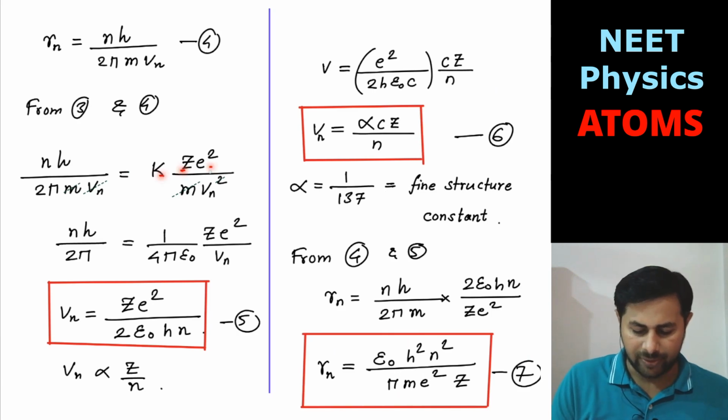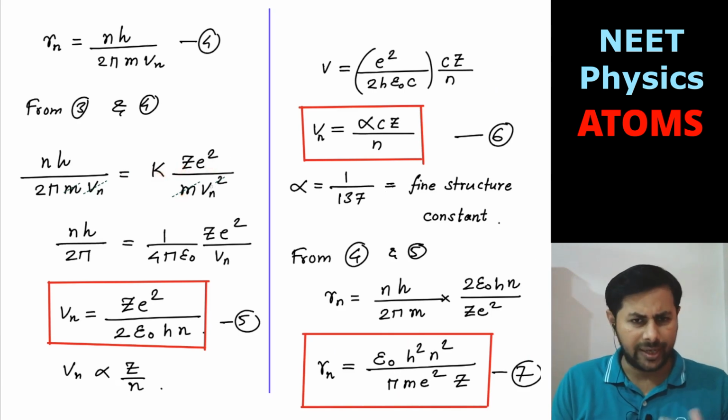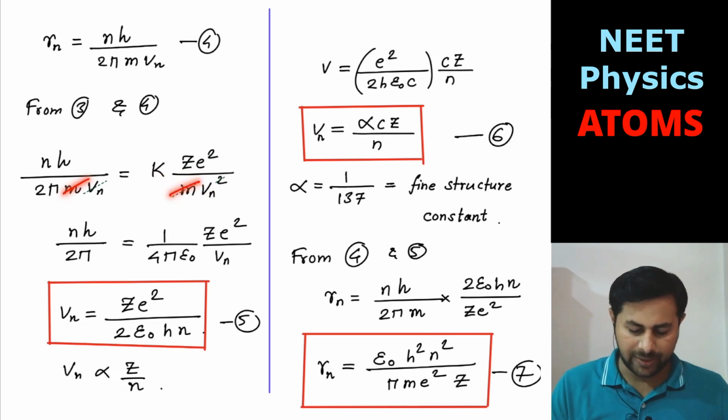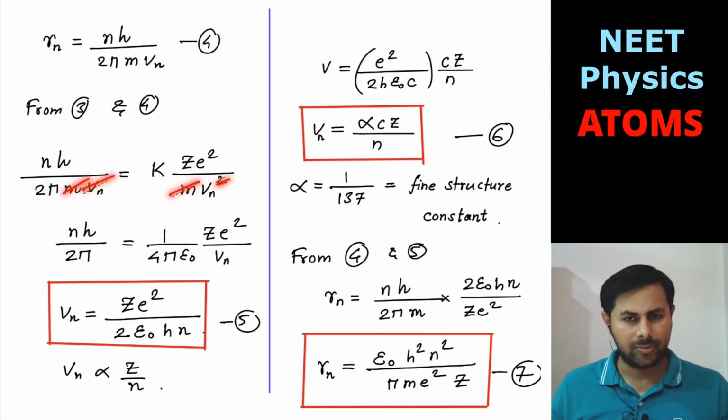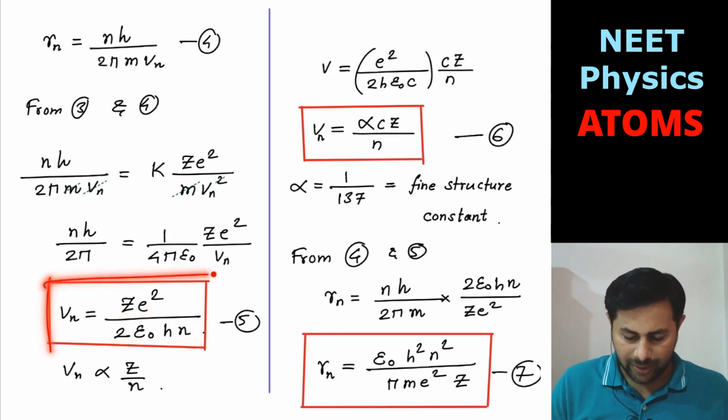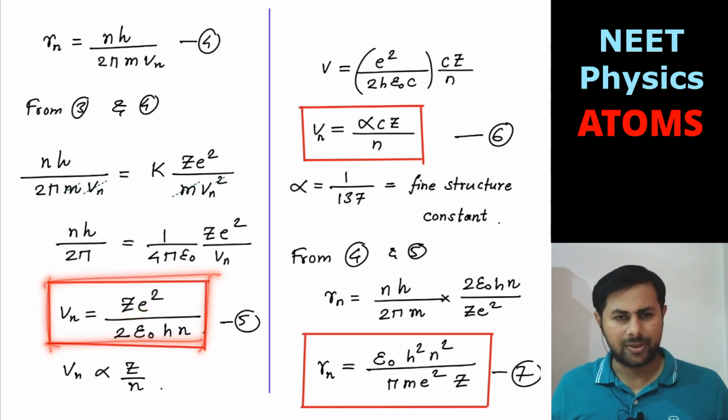k times z square by m times v square, where v square is Vn square, because it's an electron revolving in the nth orbit. So m gets cancelled, and Vn and Vn get cancelled from here. What remains is nh by 2 pi equals this factor 1 upon 4 pi epsilon naught times z square by Vn, and from this you can find out Vn is equal to z square divided by 2 times epsilon naught hn. So you need to remember this formula.